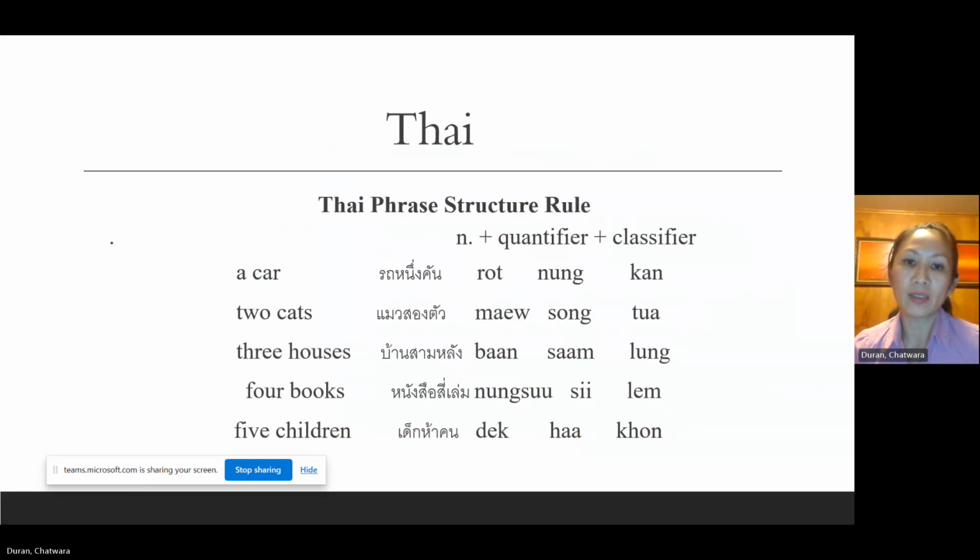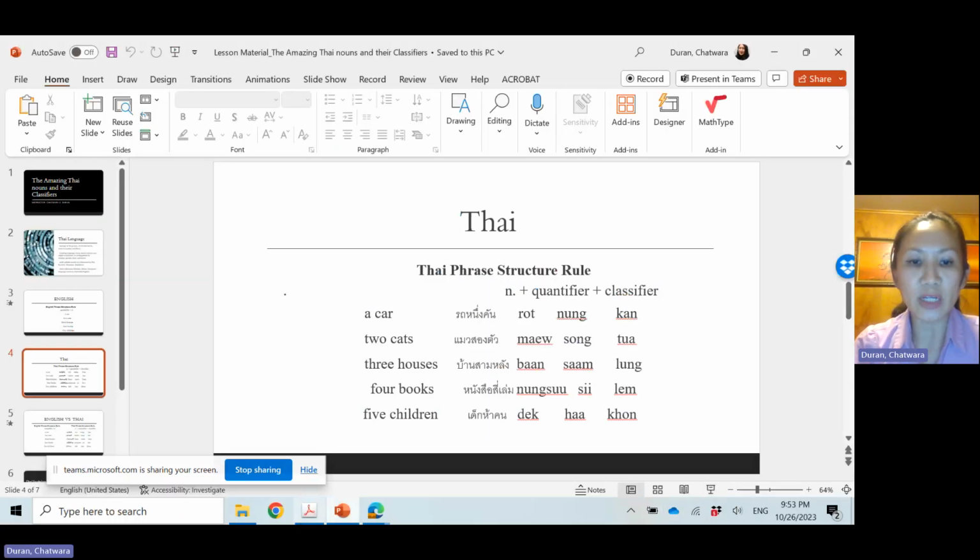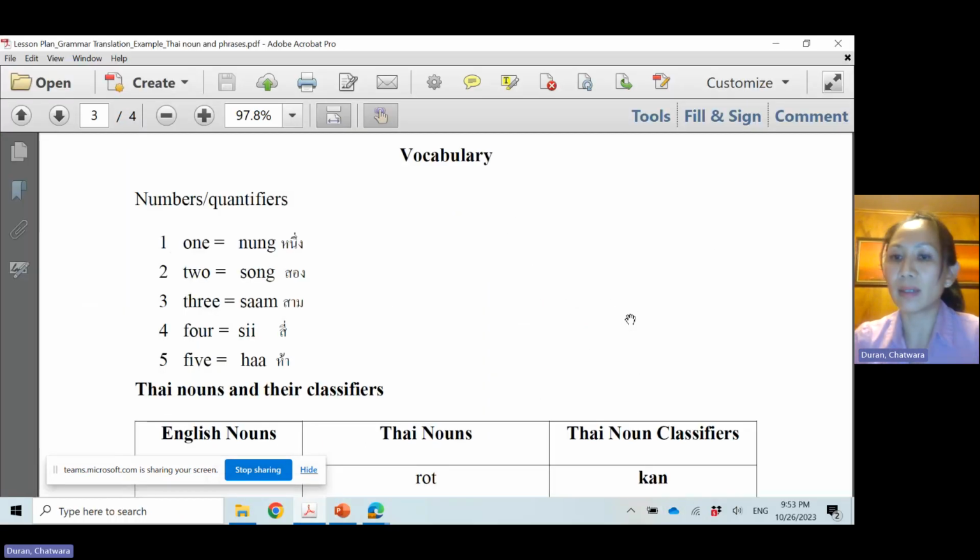Three houses: you have บ้าน, which means house. You have สาม, which means three. And you have หลัง, which is the classifier for บ้าน. Before we go forward, I would like to show you the vocabulary sheet. Let's take a look at the vocabulary sheet there.